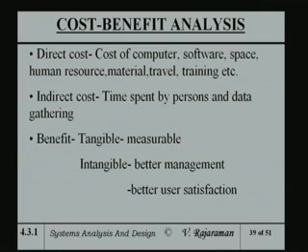Indirect cost is time spent by persons in data gathering and so on, and the benefits are both tangible and intangible. Tangible is measurable, so many rupees I have saved. Intangible means I have better management, better user satisfaction and so on. In this example, we will look at both the tangible and intangible benefits, and we will also find out the total cost. We only found out the computer cost, that is the capital expense. We also have to find out the running expense, month after month, how much you are going to spend.